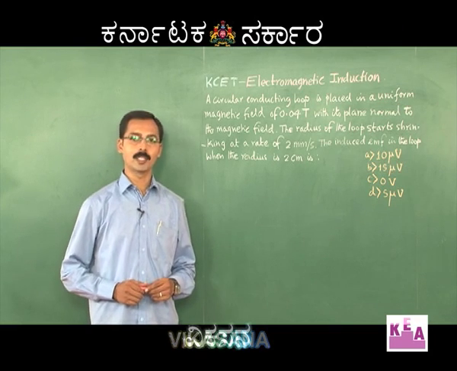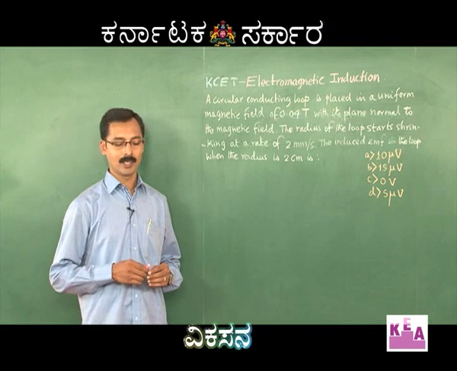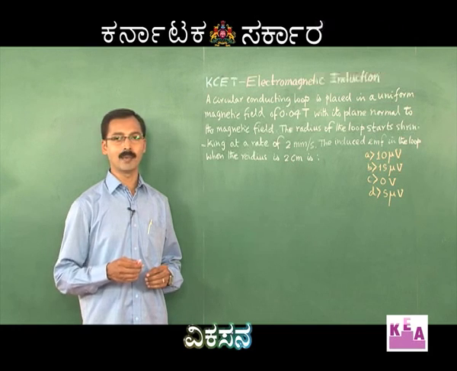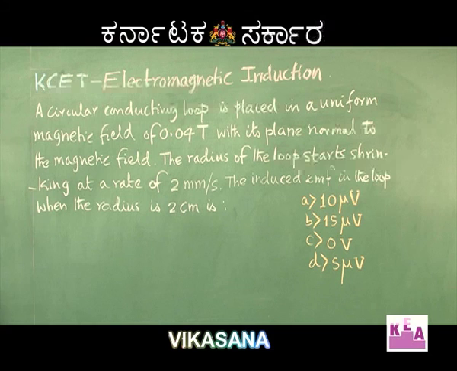Magnetic flux phi b is equal to B a cos theta. Therefore, magnetic flux can be changed by either changing the magnetic field, or by changing the area, or by changing the orientation theta between the magnetic field and the area. We shall see one problem in which we change the area by which we induce EMF in a circuit. Let us move on to the next problem.